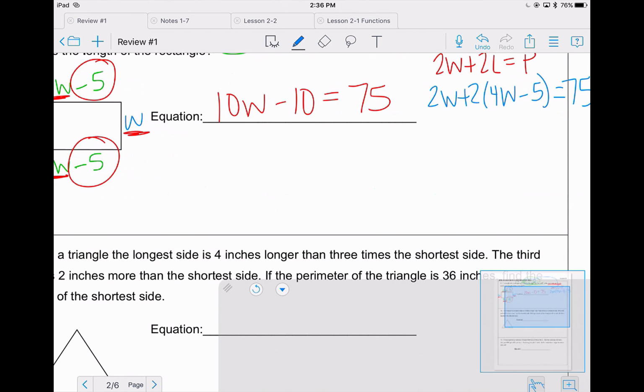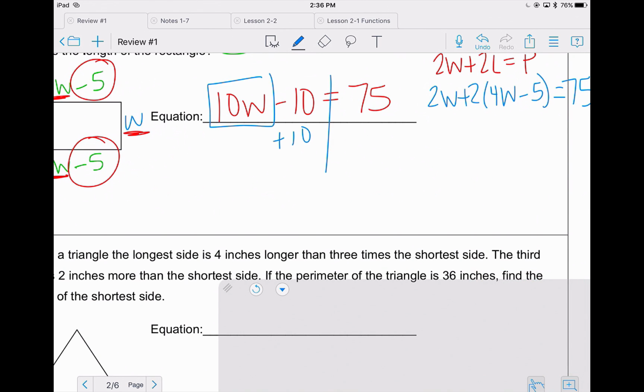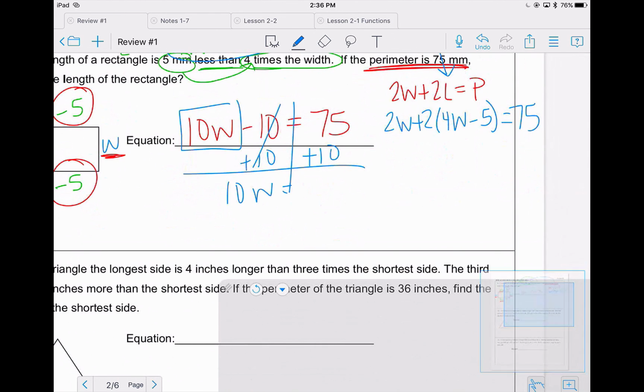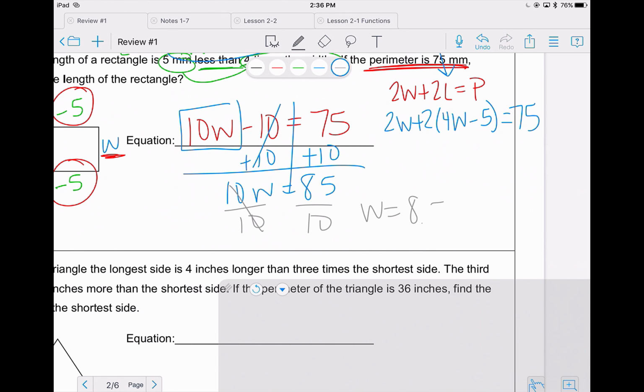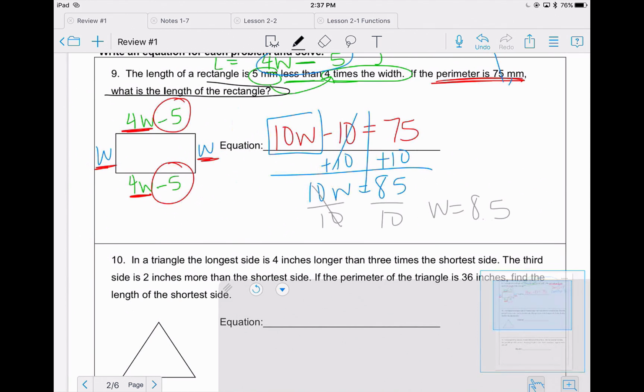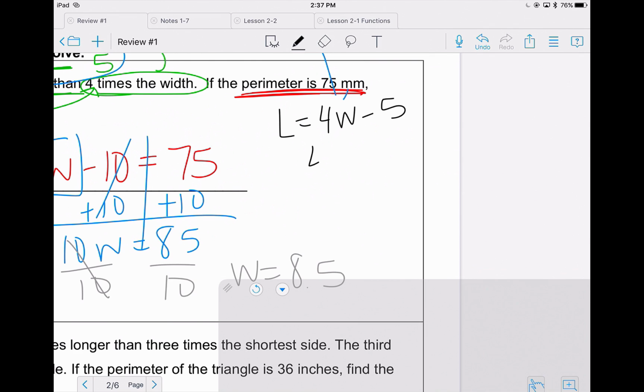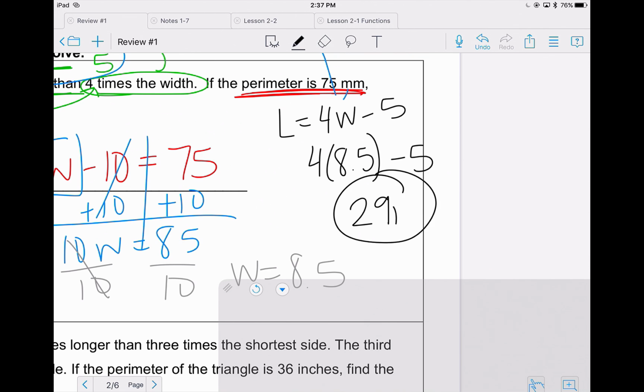So, solving for w back over here, I'm going to add 10 to both sides. So 10w equals 85. Divide by 10 and w equals 8.5. Now, before I circle my answer, I'm going to go back and read what they asked for to make sure I'm good to go. And they said, what is the length? Of course they did. So remember, the length is 4w minus 5. So 4w, which we just found as 8.5, minus 5. And that would give us 29 millimeters.